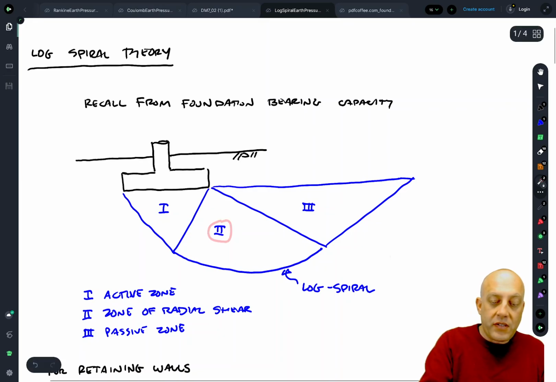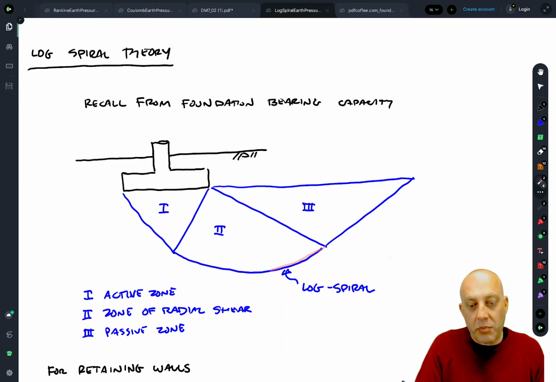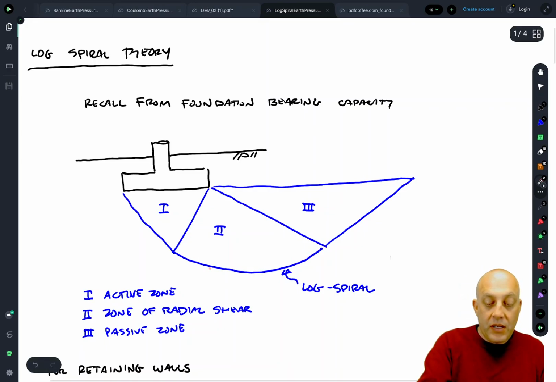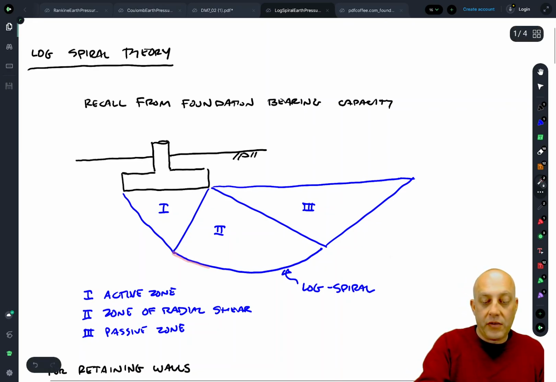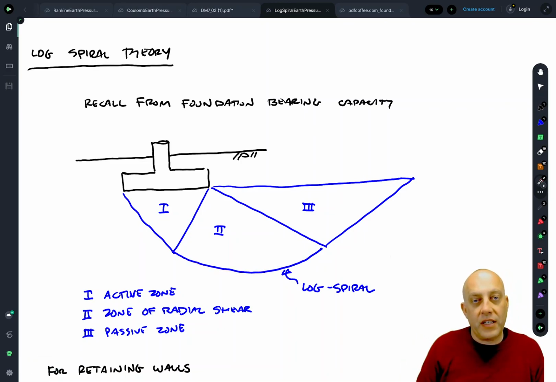Zone 2 was the zone of radial shear, and it was non-triangular, right? It has this curved surface on the bottom. Well, that curved surface is a log spiral. The property of the log spiral is that there's a normal force and a shear force, and the resultant of that normal and shear force always goes through the center of the log spiral. So basically the radius is increasing as the angle increases for that log spiral. It's defined in polar coordinate space.